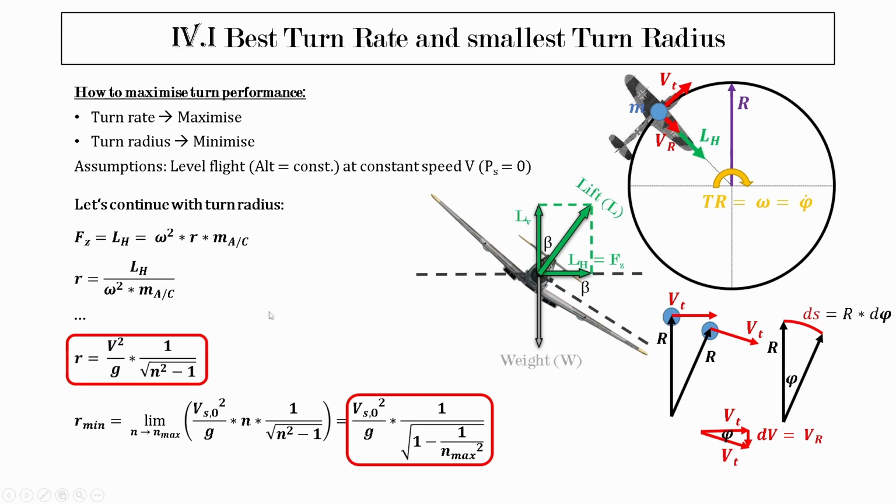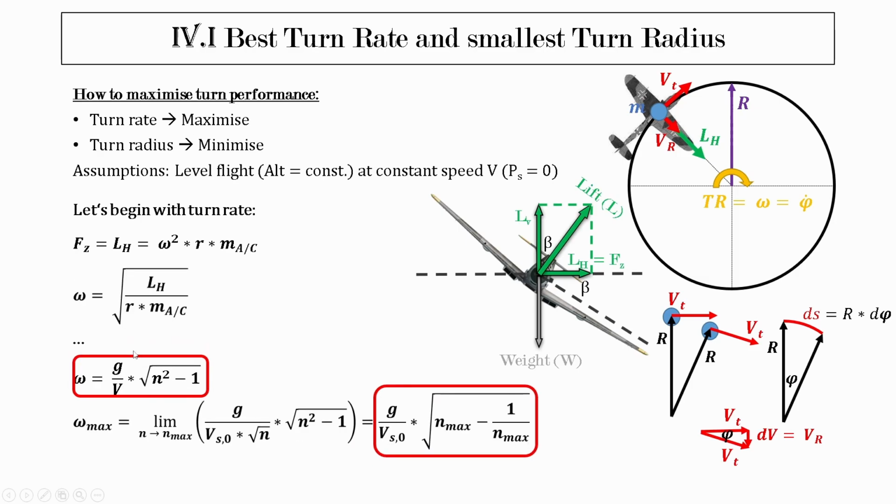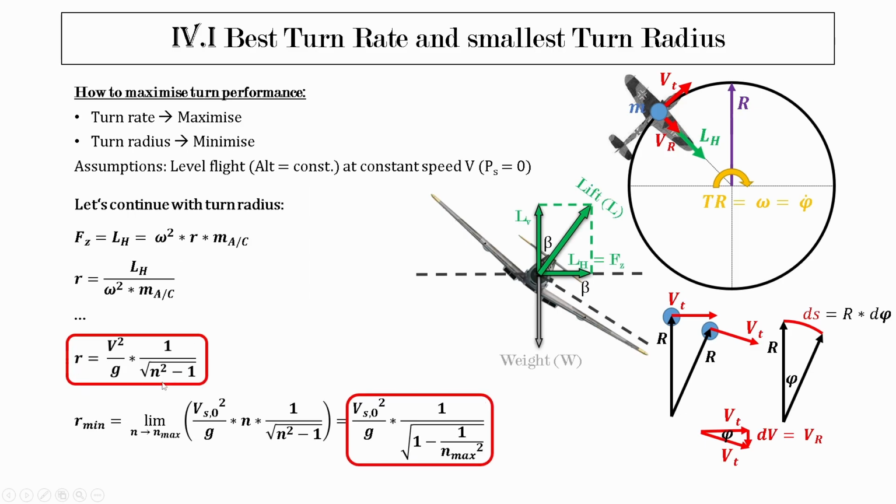That sounds awfully or suspiciously similar or equivalent to what we've discussed here. As you can see, again, for turn rate, it was the same. Lower turn speed, maximize n. Same story here. So, what is the slowest speed we can fly? Well, our stall speed, depending on our load factor.